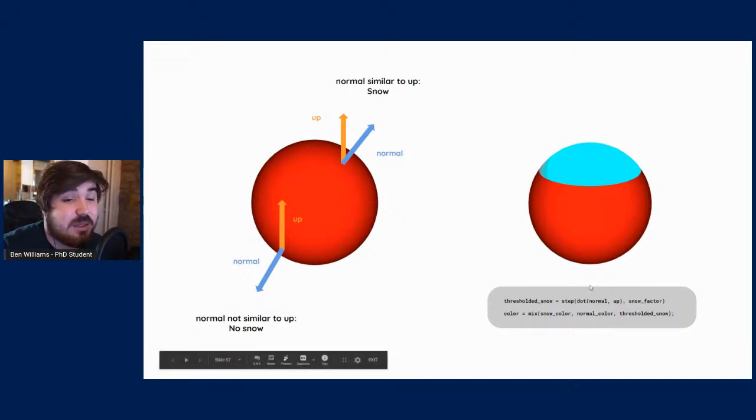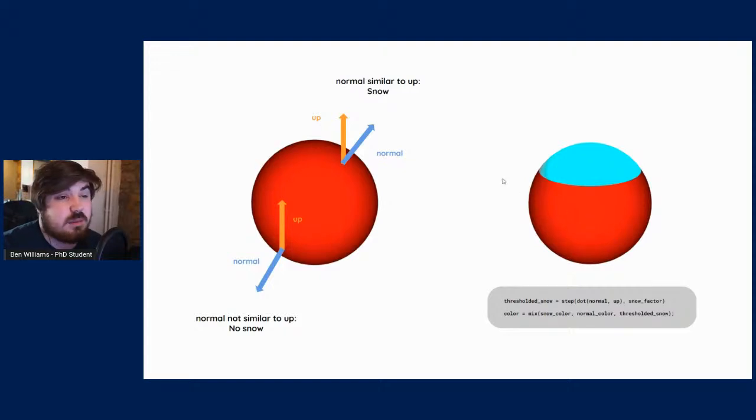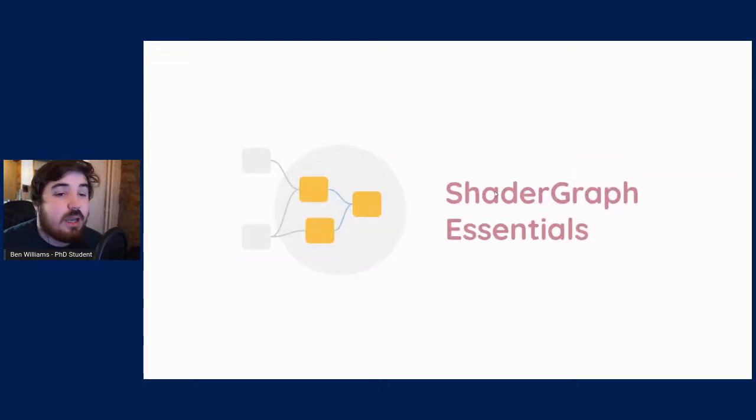So here's some code to do it. And as you can see, all these points up here, their normal vectors are very close to the up vector. So we shade this bit in snow, and we don't shade this in snow. Yeah, that's basically the snow effect. I've got an example of that later on in this talk, and I'll talk more about it. But yeah, now, that was the primer.